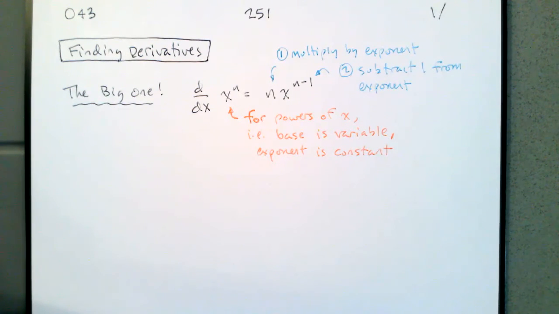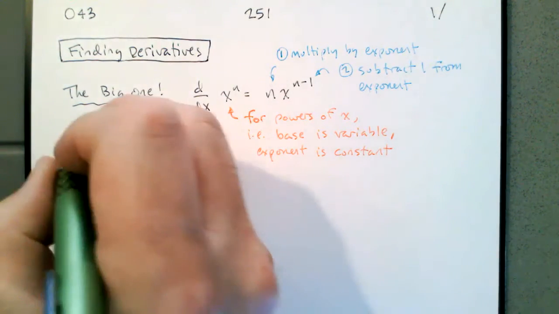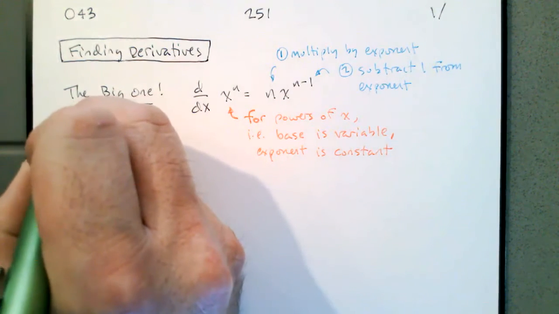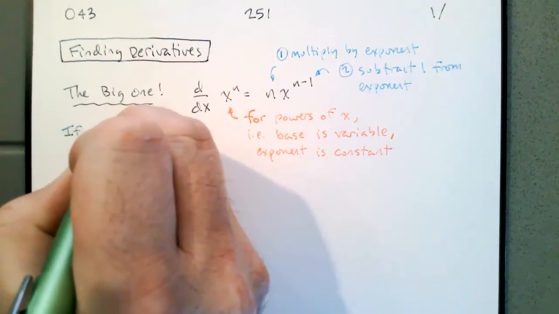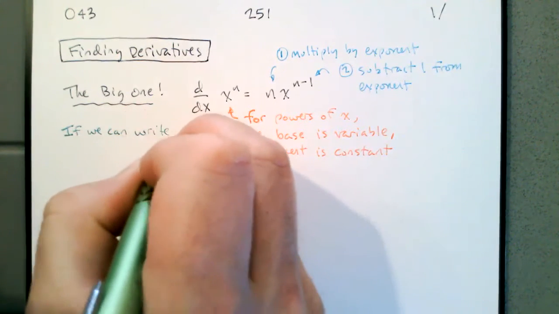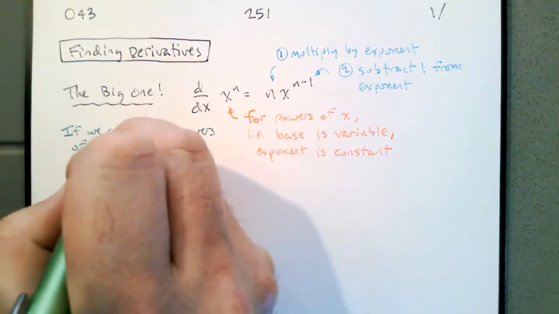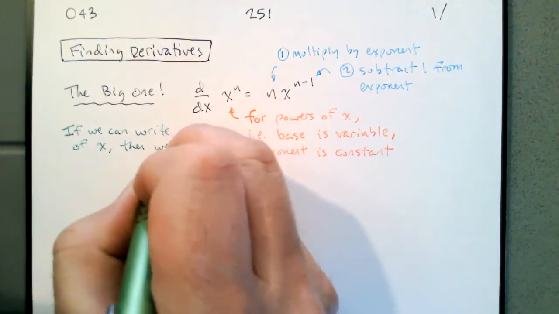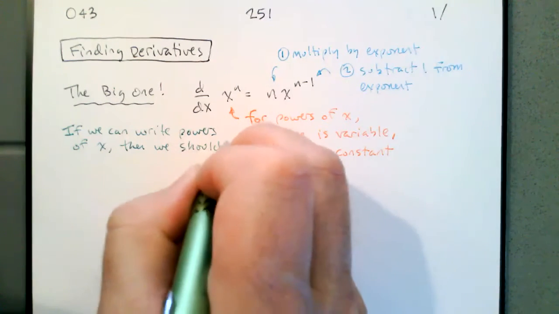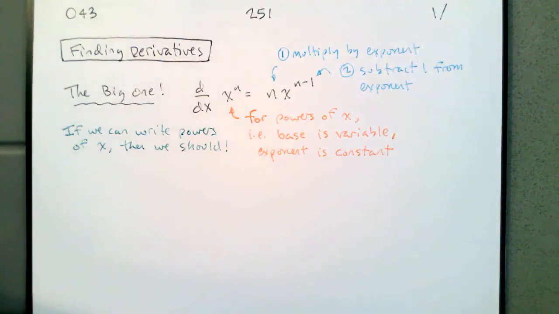So if we can write a function as power terms with powers of x, then we should, because then we get to use this rule. If we can write powers of x easily, then we should.